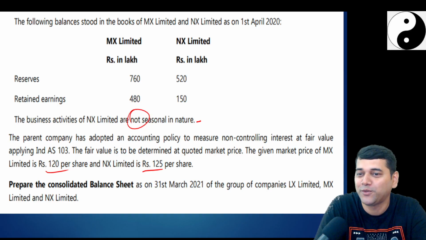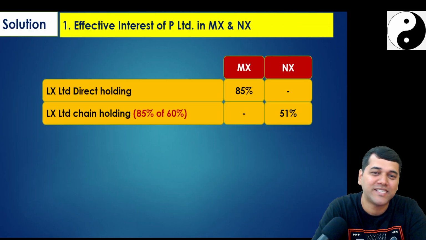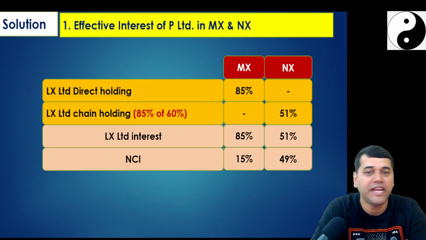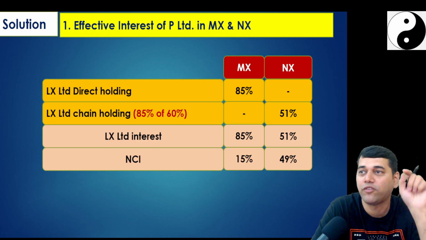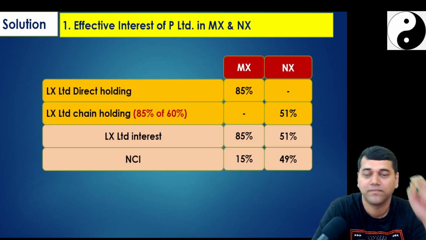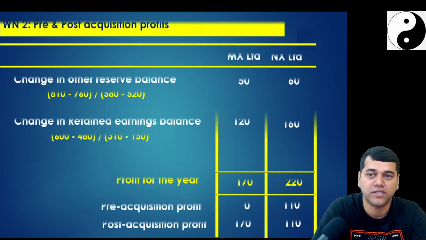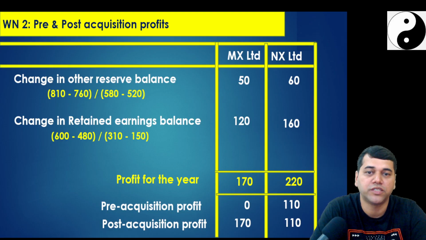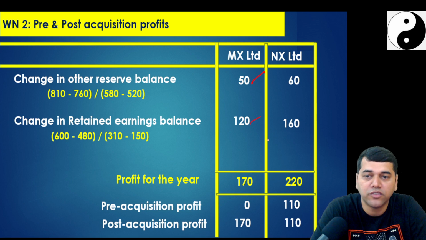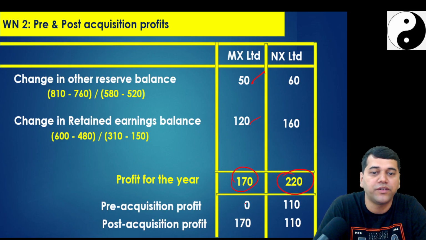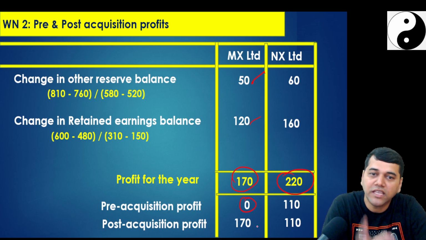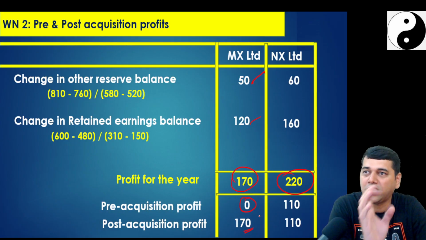So you must be eager to know the answer, no? So first, did you get the effective interest? 85% and 51%. This is the crux, sir. If you miss here, then gone. This is a cascading problem. 15 and 49. Did you get this? Which is 85% of 60. Now we will move to the pre and post acquisition. See, change in the reserve 50 and change in the retained earnings 120. So total profits for the year is 170. How much is pre-acquisition profits? 0. So everything whatever you got 170 is a post-acquisition. This is one catch.